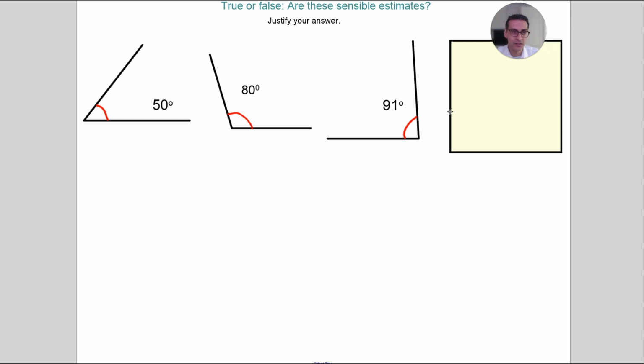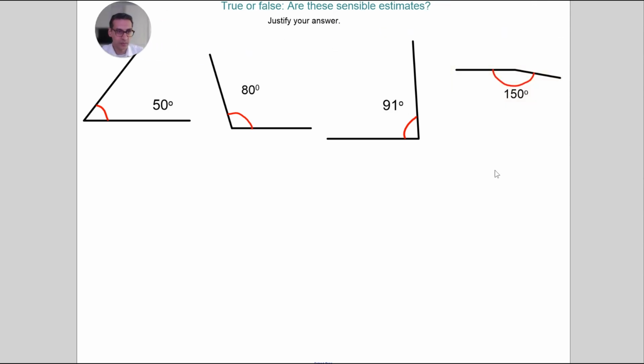And then we'll look at the last example here. Is that a good estimate? I would say 150. It's less than 180, not too far off from there. So I'm going to say yes-ish.